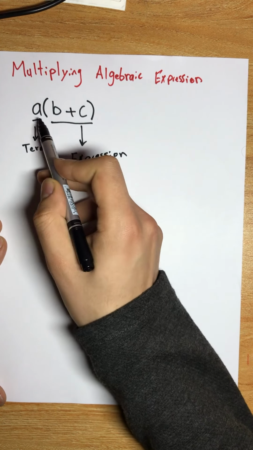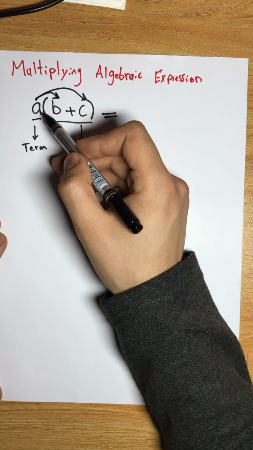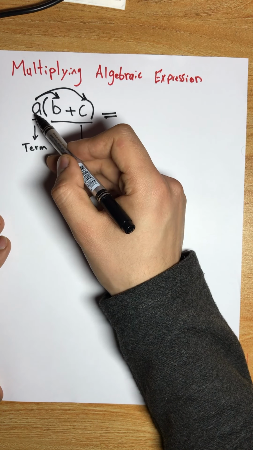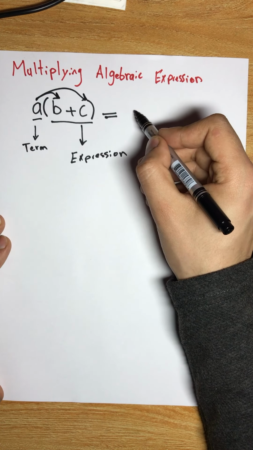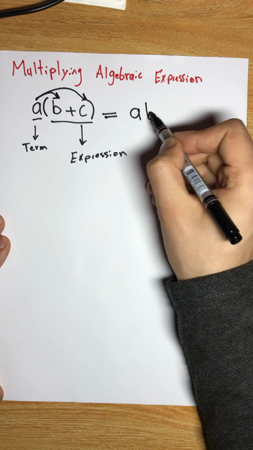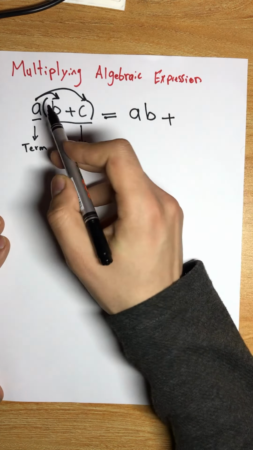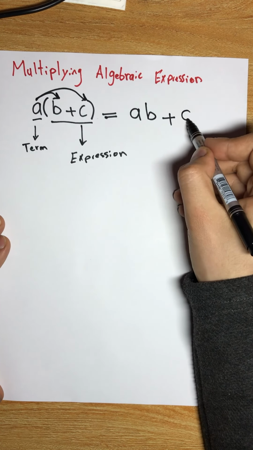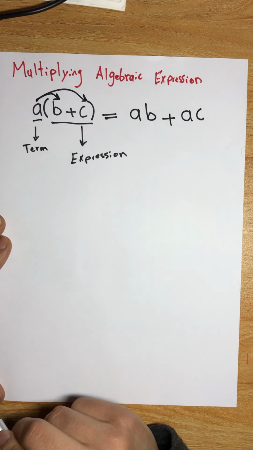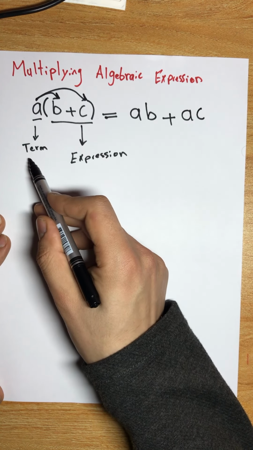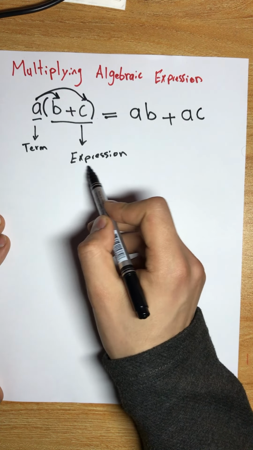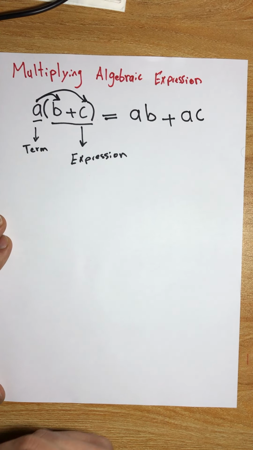So if we are multiplying a term by an expression, then we have to multiply a by these two terms. So the solution is a times b plus a times c. Now this is the first rule, and it is applicable if we have a term multiplied by an expression. Let's solve this exercise.